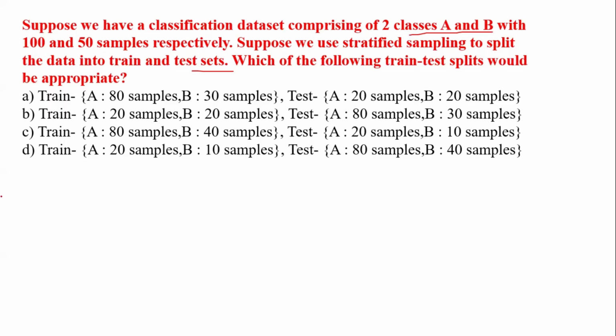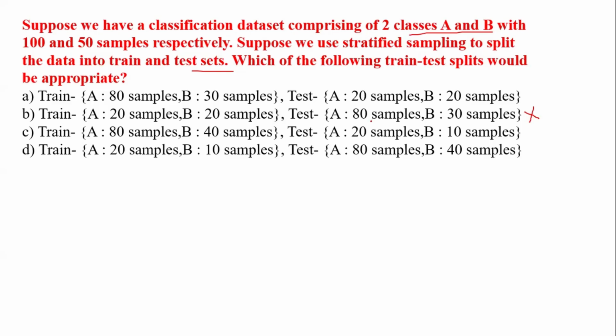The first thing is that the train set sample number will always be greater than the test set sample number. See in option B, the train set has 20 samples in class A and 20 samples in class B, and in the test set, there are 80 samples for class A and 30 samples for class B. So it will never be your answer, because the train set sample number will always be higher than the test set sample number.